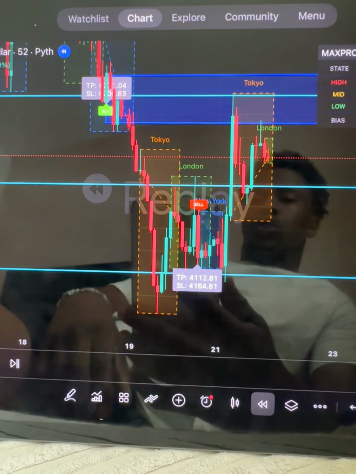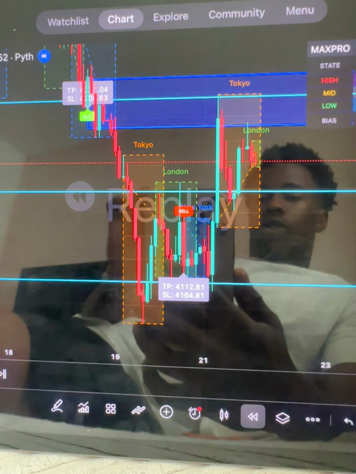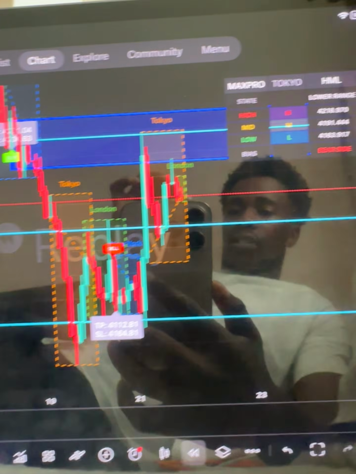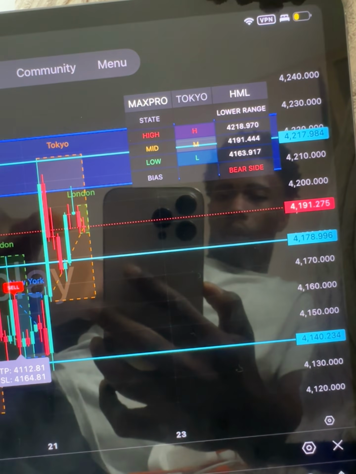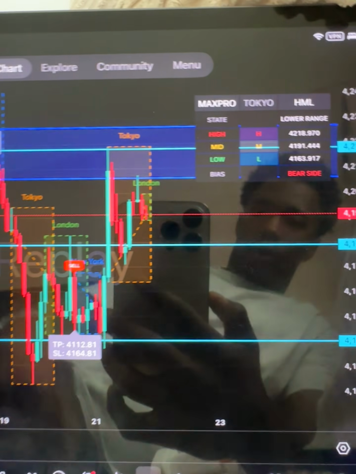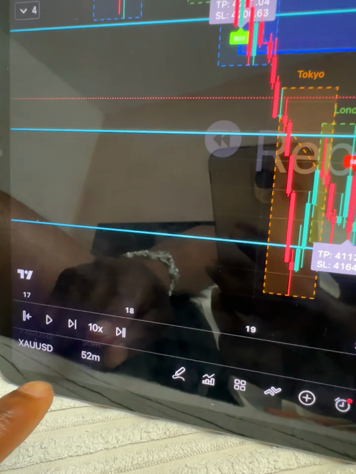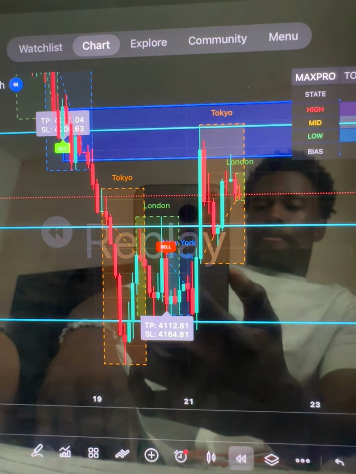Yes, people. So I'm going to give you a quick demonstration on how we use the Max Pro to find entries in the market. You can see I've got two tables open. I've got the high, the mid, the low of Tokyo session. Very important that you have that already drawn out. And I'm actually currently inside the 52-minute time frame. You can see that there as well.